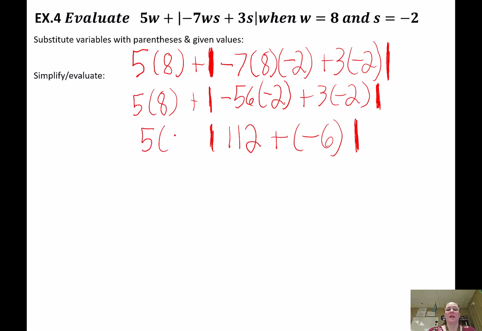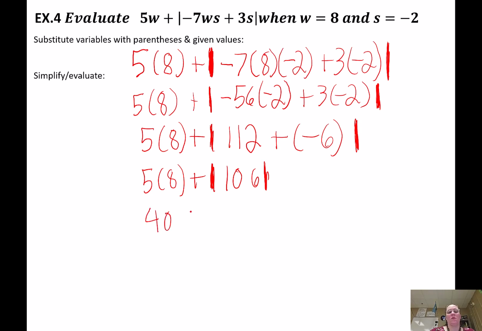We still have the 5 times 8 out here. Well, 112 plus -6 gives me the absolute value of 106. Okay, so then we can do 5 times 8, which is 40, plus, well, we know the absolute value of 106 is 106. So we end up with 146 as our answer. All right, that's all I have for you in this one. I will see you.